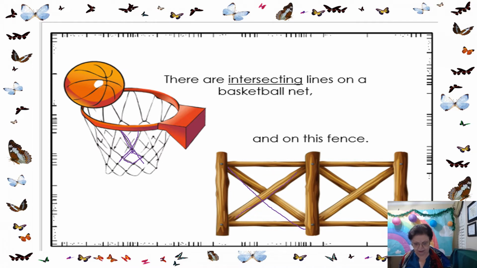Let me get a marker. It'll show it better. On this fence, I see parallel lines. Here we go. Parallel lines make a V.